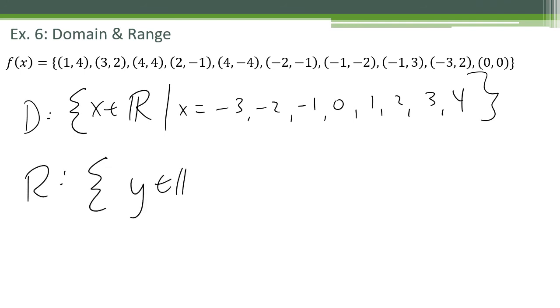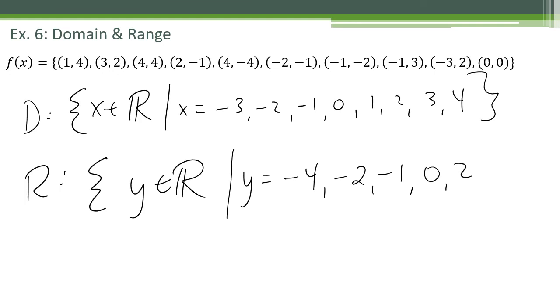Range. Y is the element of real numbers such that, same idea, it only exists at specific values. Y equals -4, it looks like. I got a -2. I got a -1. 0, 2, 3, and 4. Close curly. As I mentioned, if you have repeat values, you certainly could repeat them in the domain and range. It's not going to be marked wrong. It's just extra writing. Why bother?